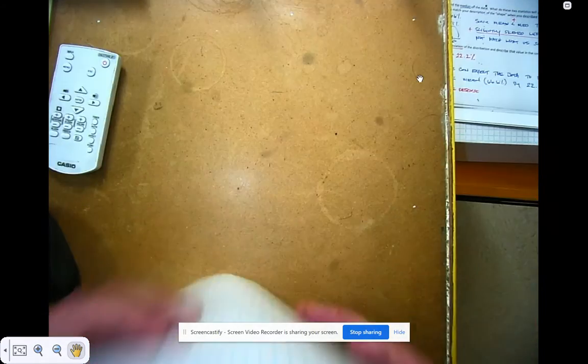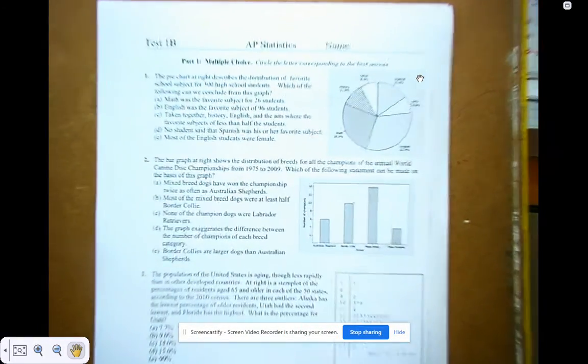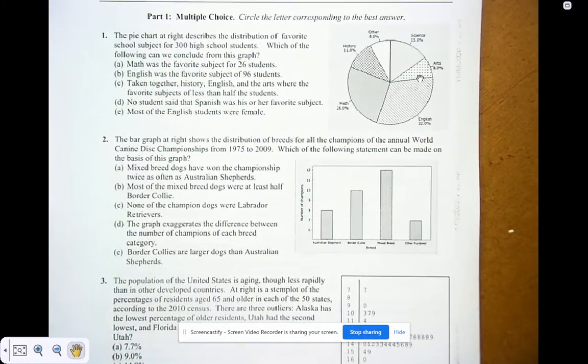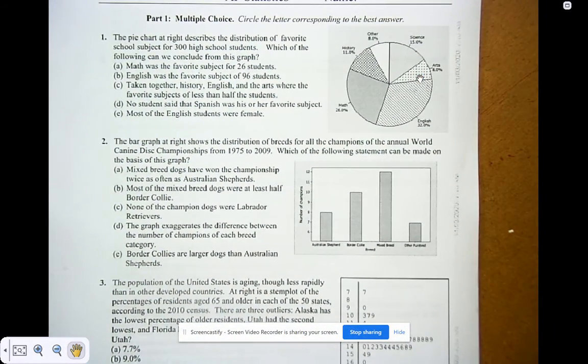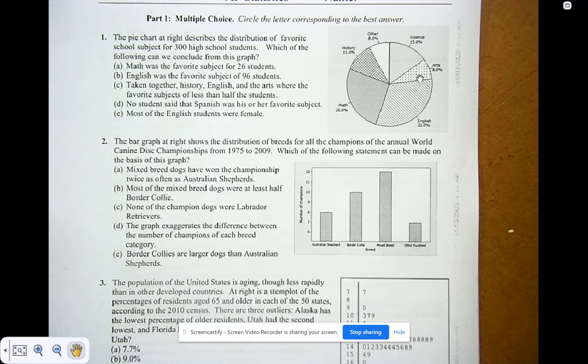Hello, everyone. All right, so what I'm going to do is go through some multiple choice questions that are not the same, but similar and definitely helpful on the actual chapter test this Friday. The chapter test is going to have 10 multiple choice questions and 2 free response questions, covering all the things that we talked about throughout the chapter.